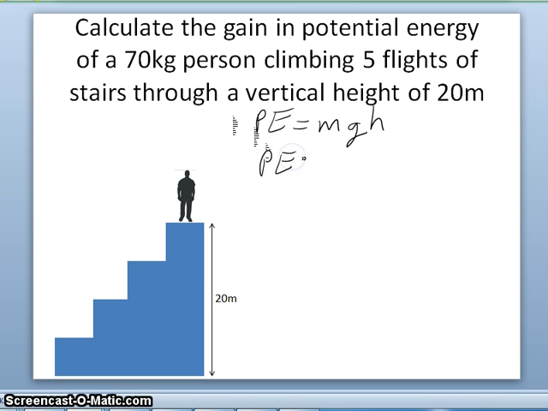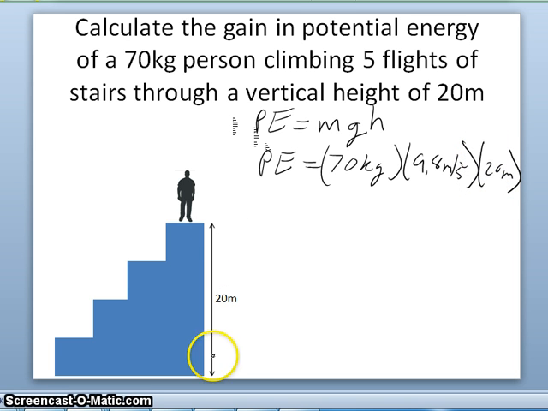So their potential energy is equal to 70 kilograms times 9.8 meters per second squared times 20 meters high. It's important to remember that it's just the height from the bottom to the top. It doesn't matter that he took this long path to get there. It just matters that he's 20 meters off the ground.